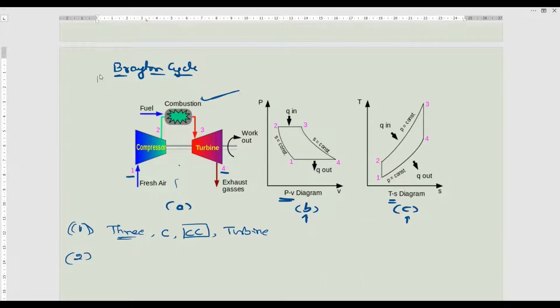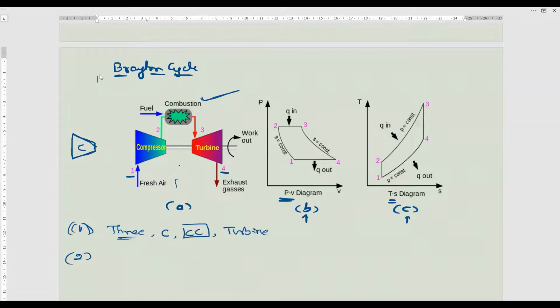Second point, a representation of these components. And dear students, this is the symbol which is used for representing the compressor. Draw a vertical line like this. So this is a compressor. The area is gradually decreasing, like this.